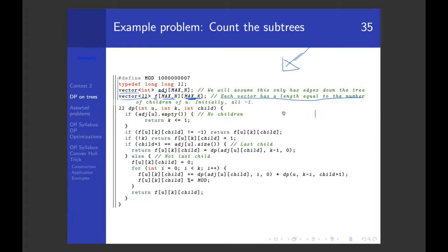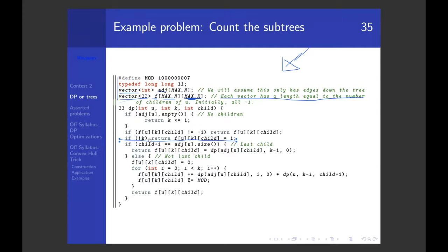This here is just our memoization. If it's computed before, then return it. This is base case 2: k is 0, and we return 1, for the same reason I just described. And this is kind of our setup. Below this line is our actual DP.